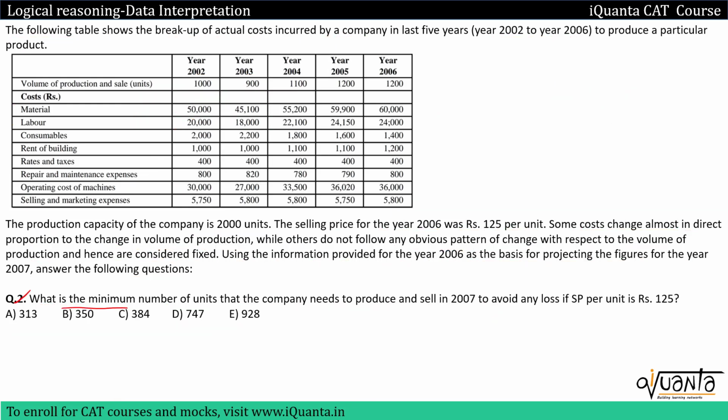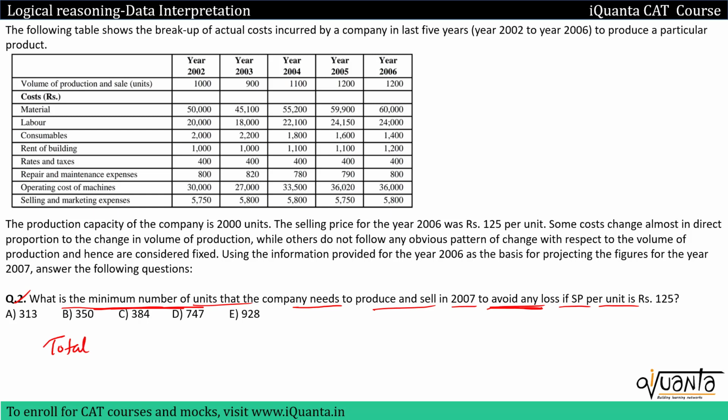Second one is, what is the minimum number of units that the company needs to produce and sell in 2007 to avoid any loss if SP per unit is rupees 125? So SP has been given as rupees 125 per unit. Okay. We need to avoid any loss. That means there should be no loss. And we are looking for the minimum number of units.